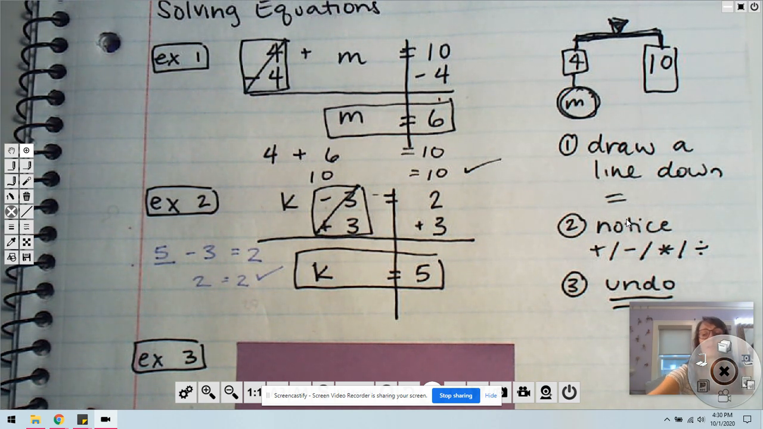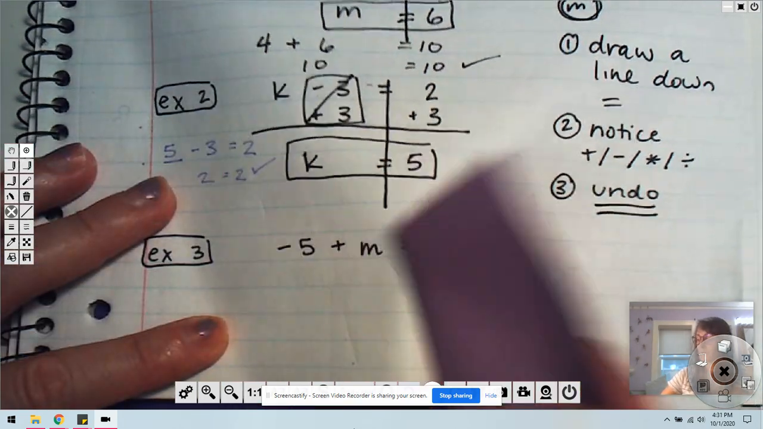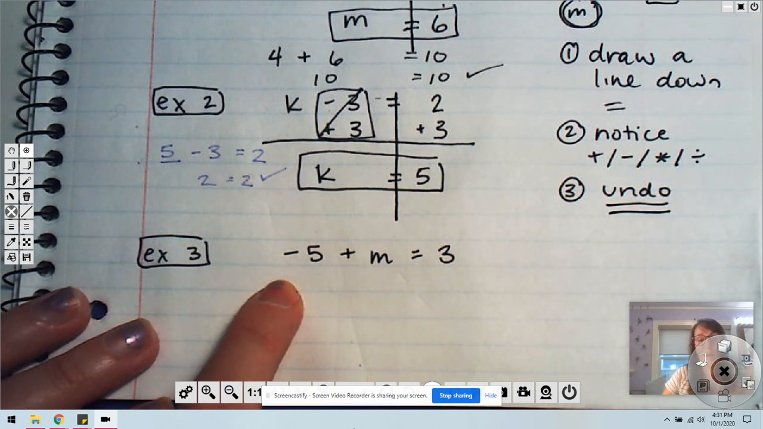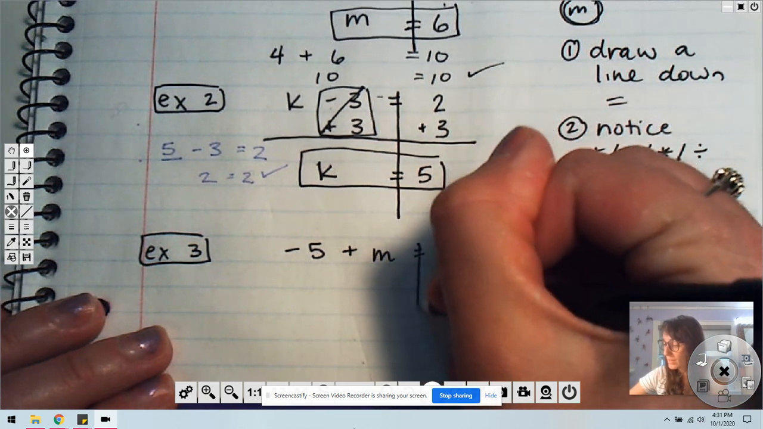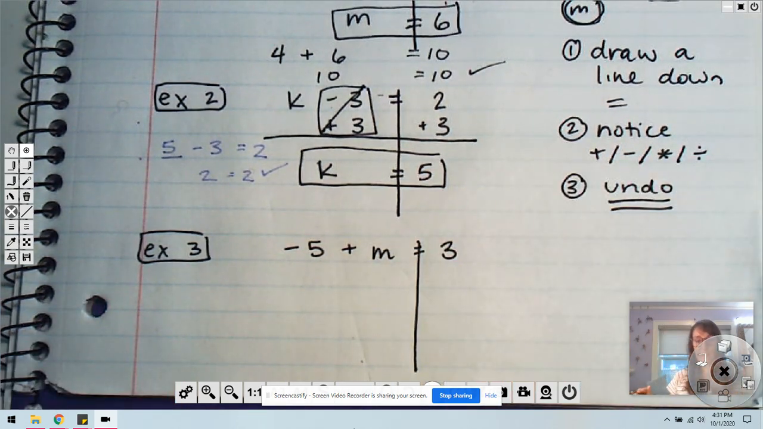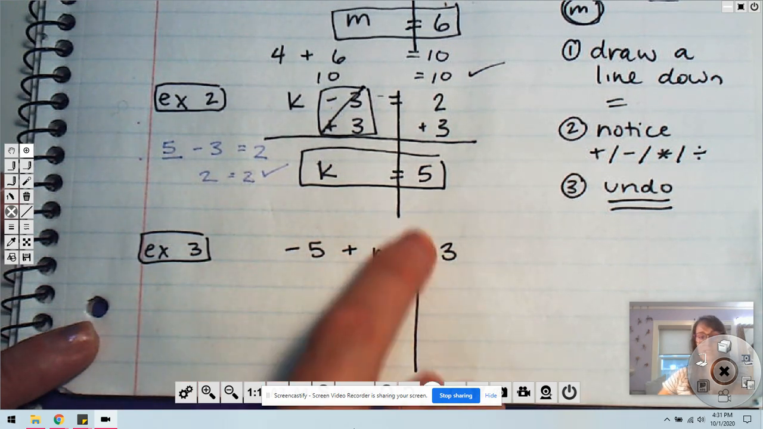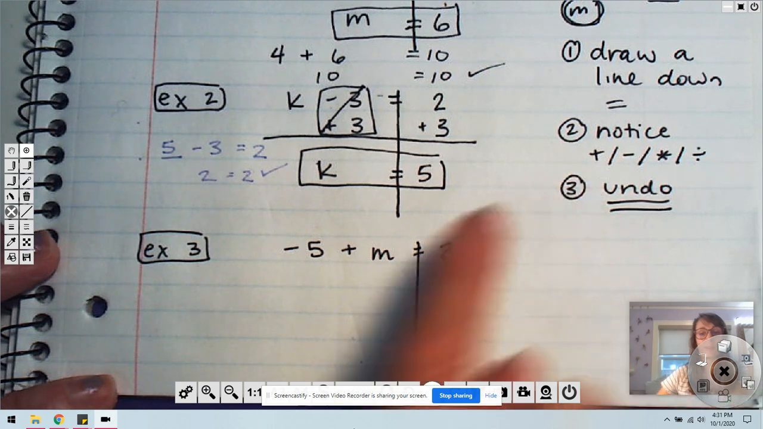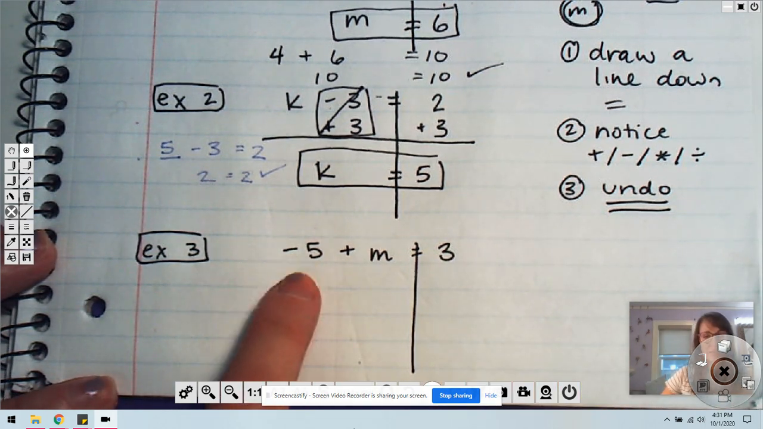We'll do one more example that gets just slightly harder because things are going to look a little bit out of order. In my final example, I have negative 5 plus m equals 3. I'm still going to start by drawing my line down my equal sign so I can see the balance of my scale. I need to focus all of my attention on this side. I need to notice what's happening to my variable. I notice that there's addition, but we're adding a negative 5. This is where things get a little bit tricky.